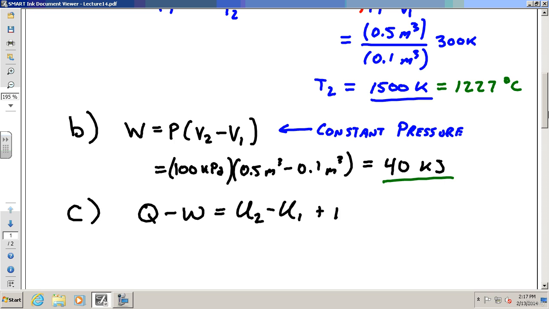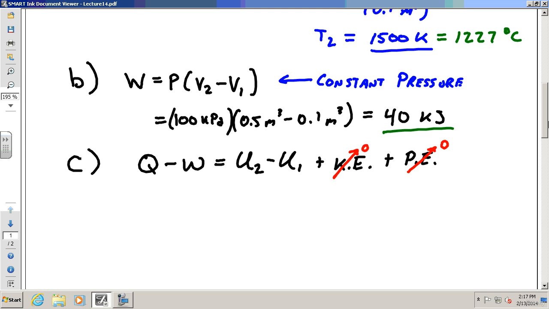Plus, of course, the kinetic energy term plus the potential energy term. And you can tell I'm kind of lazy. I don't even bother writing the kinetic and potential energy terms. Excuse my laziness. Because we cancel them out a lot of times, right? We assume they're small. So that's big U, big U2, big U1. Now, I'm going to simplify this by saying no kinetic energy, no potential energy, right?